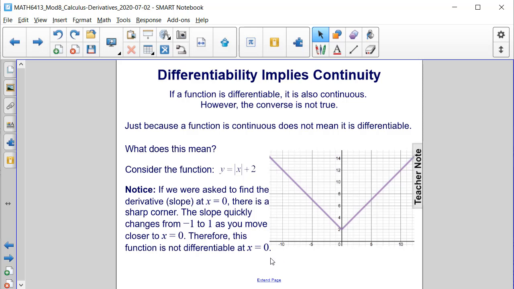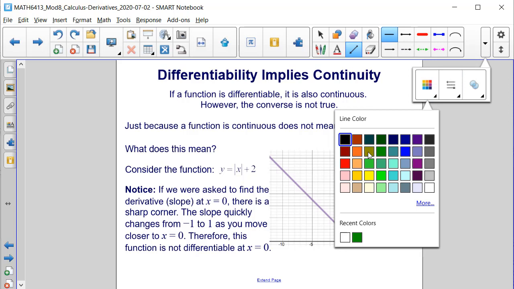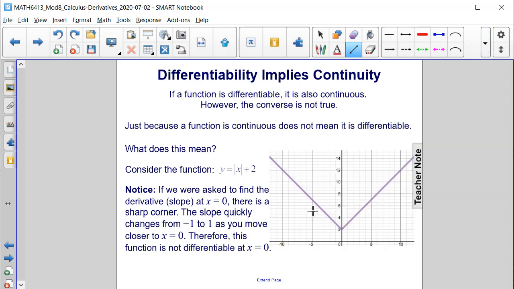Another way to look at this would be to try to draw tangents at the line x equals 0. If I was to actually try to draw different tangents, and I'll do them in a different color so that they're not the same as our function, here's one tangent, here's another tangent, here's another tangent. Notice there are multiple tangents that can be drawn at this sharp point. Therefore, not one single tangent line can be balanced at x equals 0. Therefore, it is not differentiable at this point.